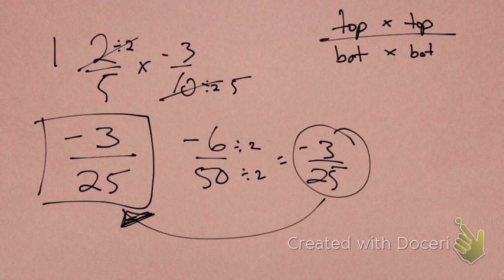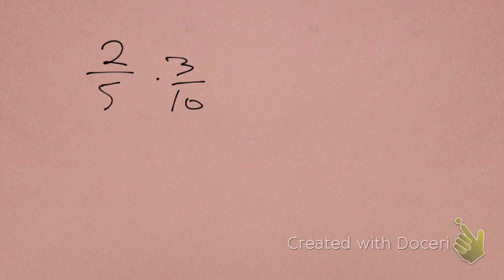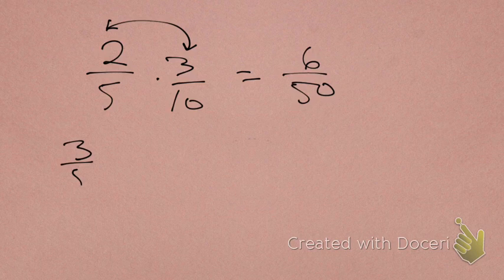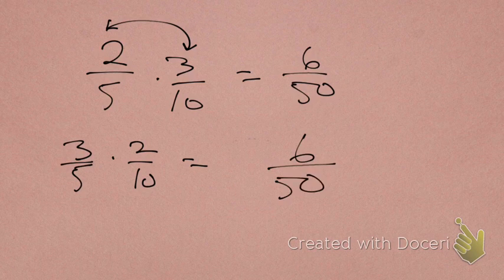2/5, 3/10. Did everybody get this down? Okay. So 2/5 times 3/10. Let's say we just multiply it across the top. We get 6/50. So watch what happens when I swap these two things. Let's say I had 3/5 and 2/10. Notice I still get 6/50. Do you notice I got the same answer even if I swapped numerators? Did you guys see that?